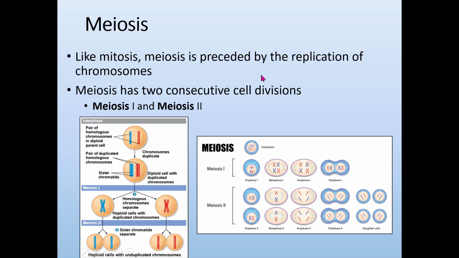Just like mitosis, we have to start the process with duplicating the chromosomes, so we're going to end up with twice as much DNA. And then, like I said, there's going to be 2 phases of division, and they're named quite simply meiosis 1, that's the first division, and then meiosis 2 is the second division.